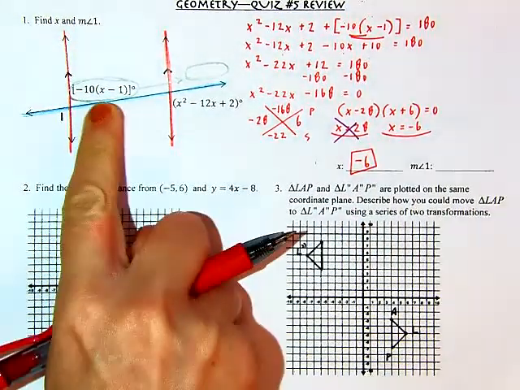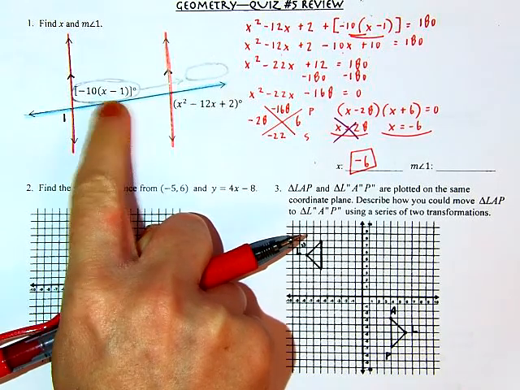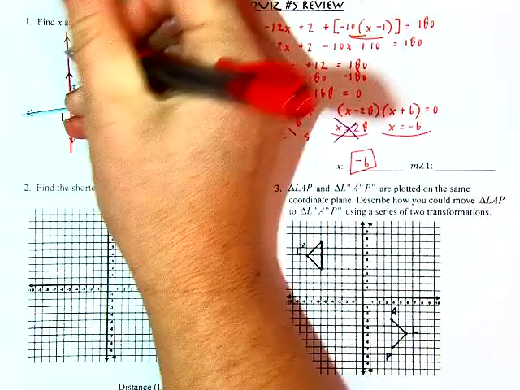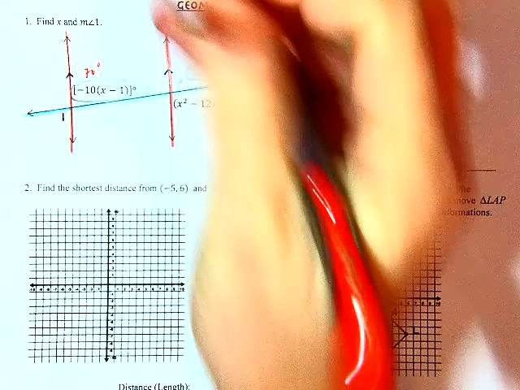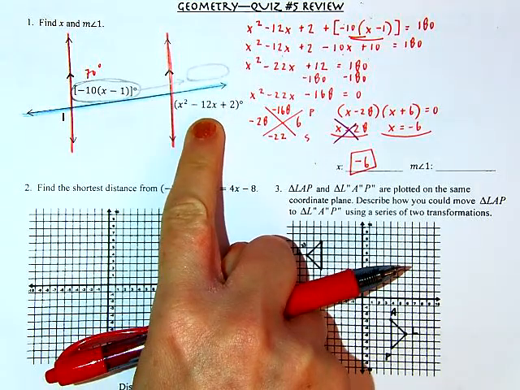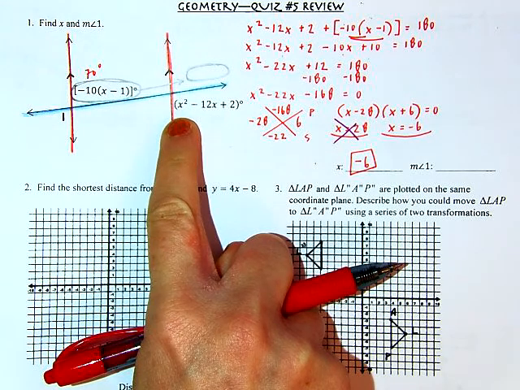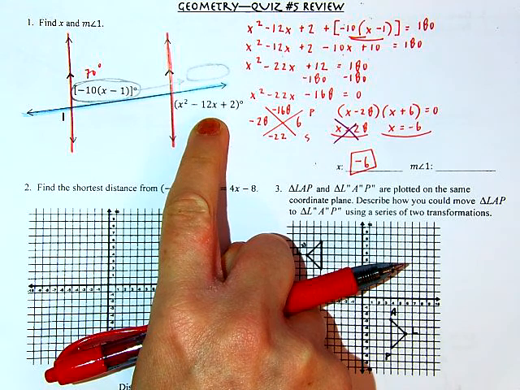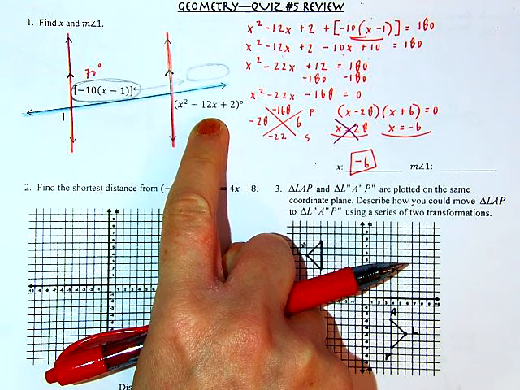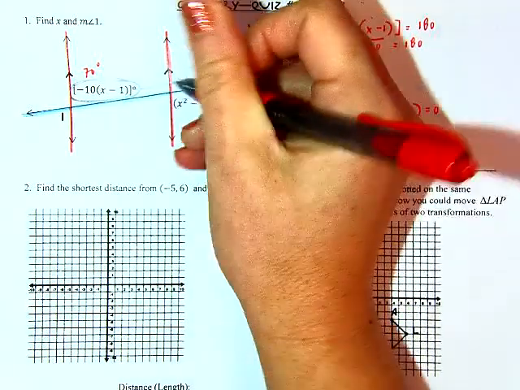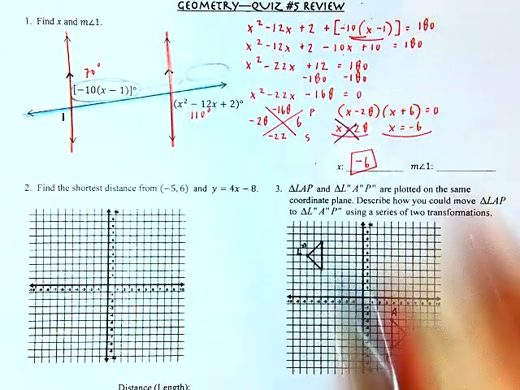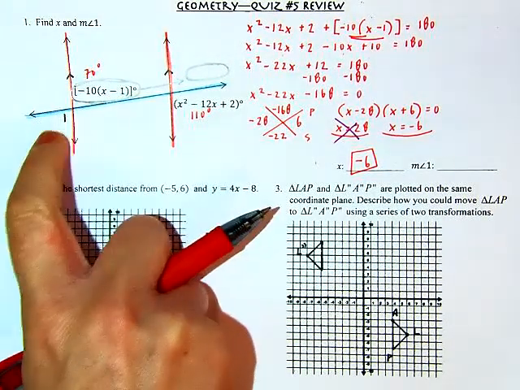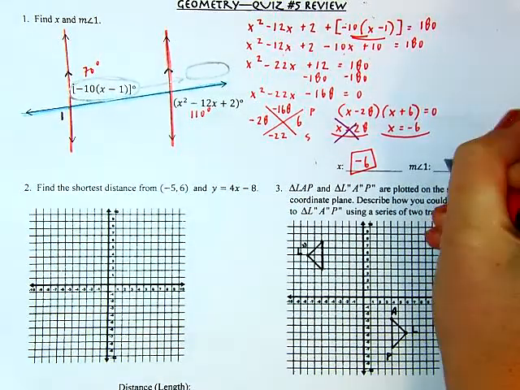So when I plug that back in right here for x, negative 6 minus 1 is negative 7 times negative 10 is positive 70. So this right here would be positive 70. Let me just double check that this is then the supplement, 110. So negative 6 squared, right, would be 36. And then here we have plus 72, because negative 12 times negative 6 is 72. Add the 2, and we are at 110. All right, so I've just confirmed that that is the solution that works. And then I'm asking for the measure of 1. Well, these are vertical angles, so the measure of 1 has to be 70.